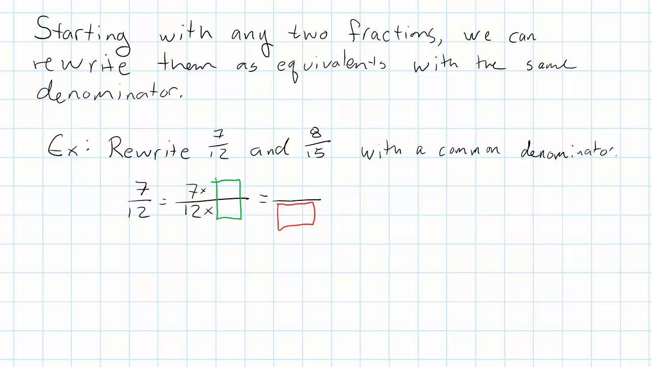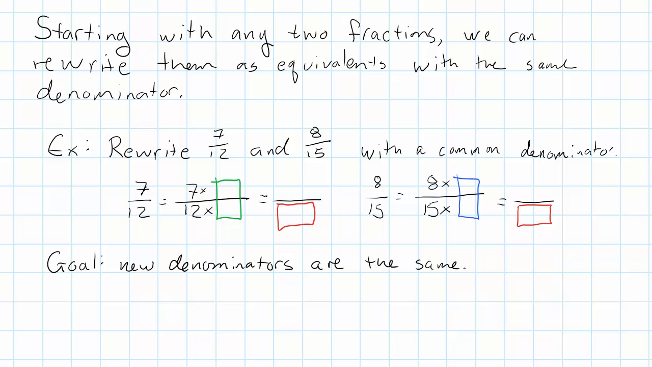Similarly, starting with our 8/15, we're going to multiply its numerator and denominator by the same thing also. And again, we don't know what that number is going to be, but we know it needs to be the same number in the numerator and denominator. Maybe a different number than we multiplied by in the first fraction. And again, we're going to get a new fraction with a different denominator that's equivalent to 8/15. Now our goal in this exercise is that these denominators in the red boxes should be the same as each other.